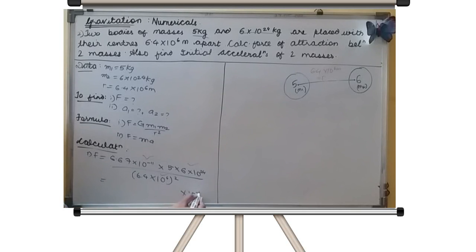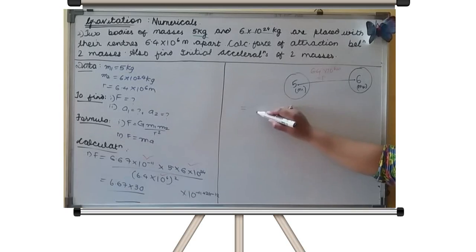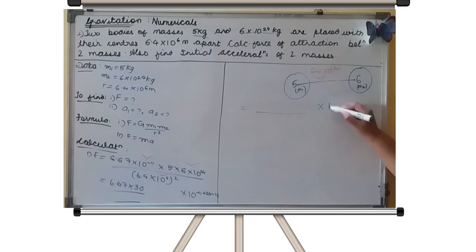Into 10 raised to minus 11 plus 24, since they are in the numerator. 6 raised to 2 is nothing but 12. So this would be minus 12 since it is in the denominator. What you will do, multiply these both together since they are simple. 5 into 6 is 30 upon, write down the square of 6.4 here. You can take this 0 out as well. Whatever answer you get in power, you will get minus 11 plus 24.